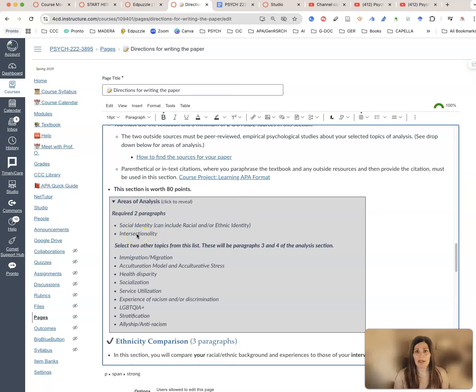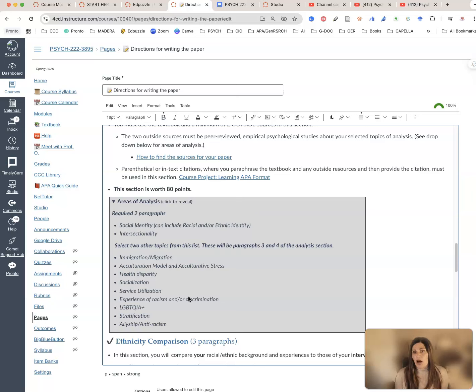Intersectionality, you may or may not have written about this already. Perhaps when you wrote about your racial ethnic identity. Perhaps when you wrote about the IAT, if you've done that assignment yet. So again, you may already have portions of writing done in this course that you can use in the paper for these 2 sections. The other 2 topics are really going to depend on the interview.